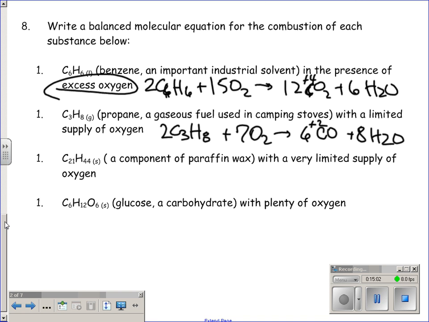Who's my next person? Allison, go for it. Okay, 2C21H44 plus 43O2 yields 42CO plus 44H2O. Go for it again. 43 O2. Give it to me again. 42.